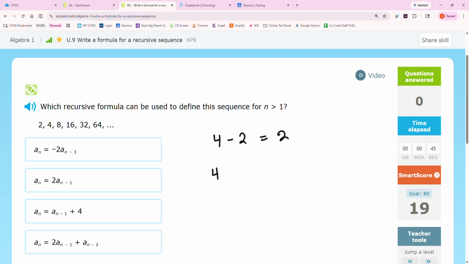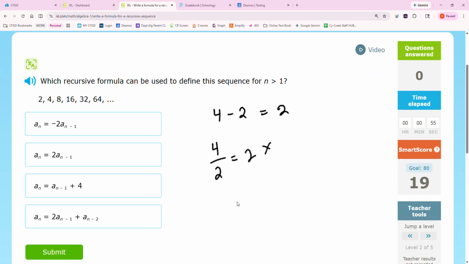When you're multiplying, you're going to take the second term and divide that by the first term. So 4 divided by 2 is going to give you 2. So we're multiplying by 2. The way that that works for the multiplication for the recursive formula is going to be A n is going to be equal to our rate, that 2, times A n minus 1. So you still have that a n minus 1 involved.